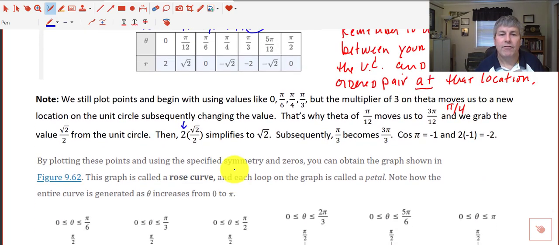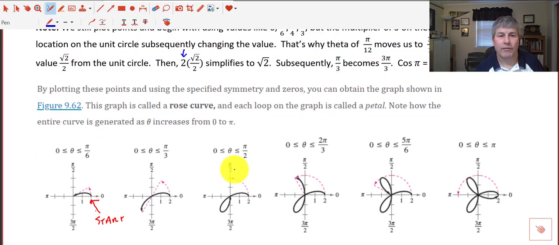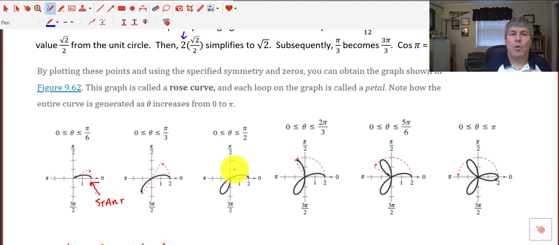So in order to graph this Rose curve, we're going to plot the points using the specified symmetry and zeros, and we obtain the following graph. This graph is called a Rose curve, and each loop of the graph is called a petal. Note that the entire curve is generated as theta increases from 0 to pi. And keep in mind here also that we're graphing this on the polar plane. Our thetas, our angles, are moving along the polar plane, and this is not the coordinate plane.